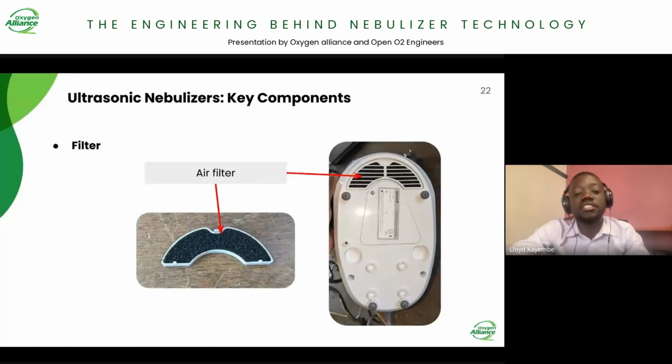Another component is an air filter. This filter, as you can see, is located at the bottom of the device. It ensures that the air that is drawn by the fan is free of dust or any other contaminants. It filters out the impurities and protects the internal components from accumulating dust. It also prevents contaminants from being inhaled by the patient.